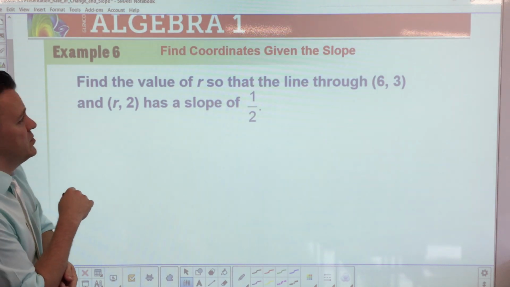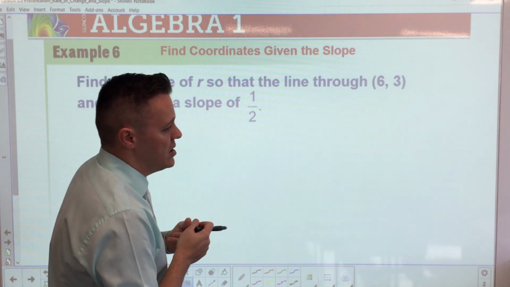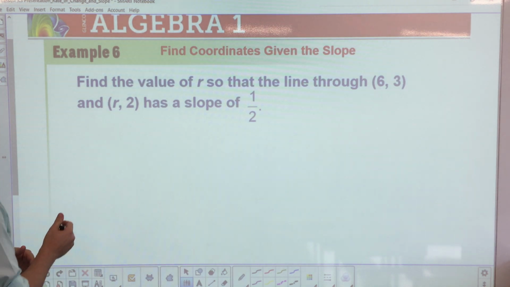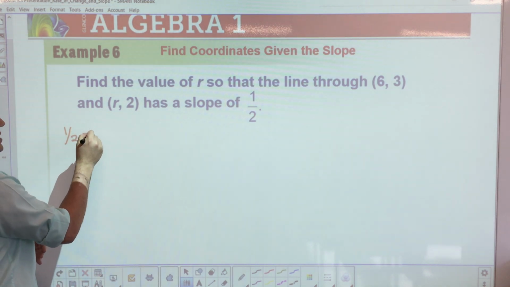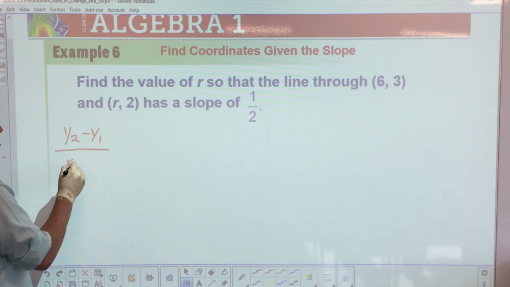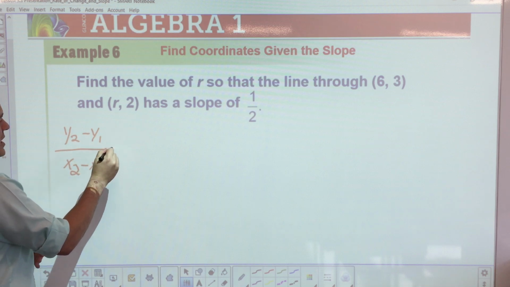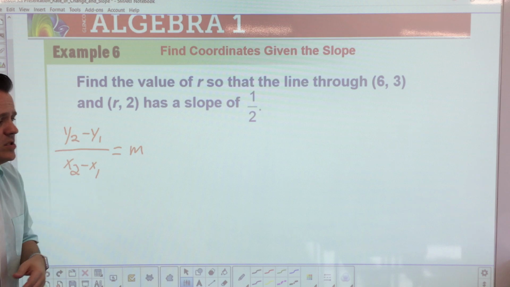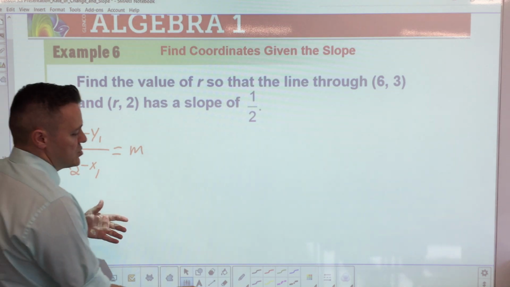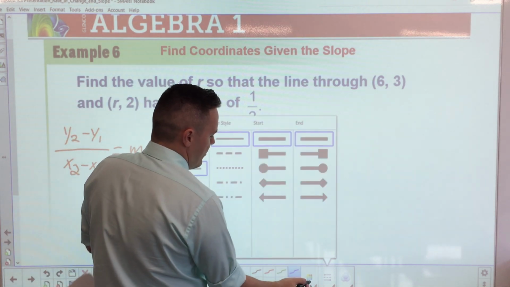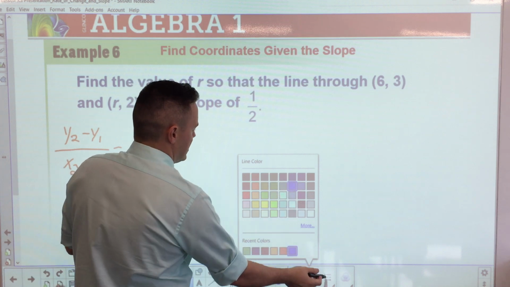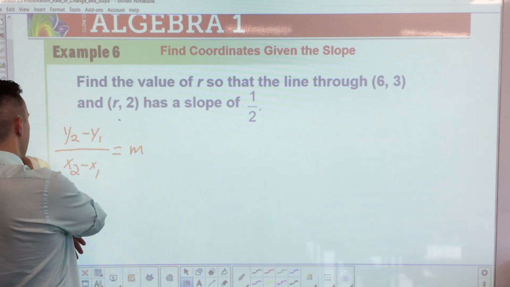Find the coordinates given the slope. So now we're going to be going more into the harder math. So if you remember, it was y2 minus y1 over x2 minus x1, and that equals what? Your m, which was your slope. So now what we're going to do is solve for a hidden variable and use our wonderful algebraic skills that we have learned so far this year.